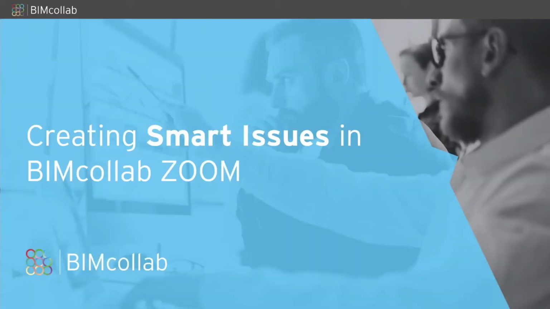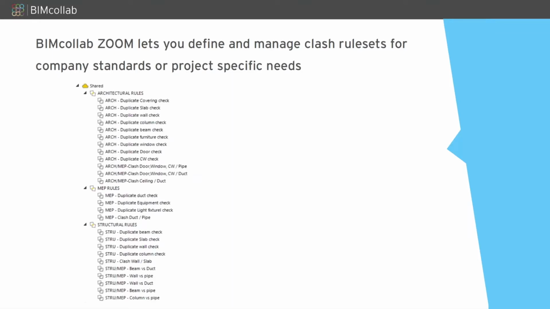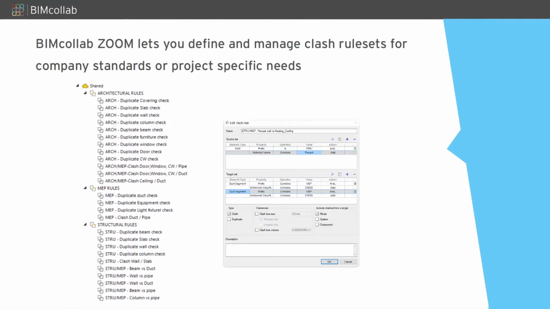So let's start with the BIMcollab Zoom part, where we will be creating issues. BIMcollab Zoom lets you define and manage clash rules so that you have a very streamlined approach to finding issues for specific topics assigned to different disciplines. These can be customized and created for project-specific needs or even company standards.